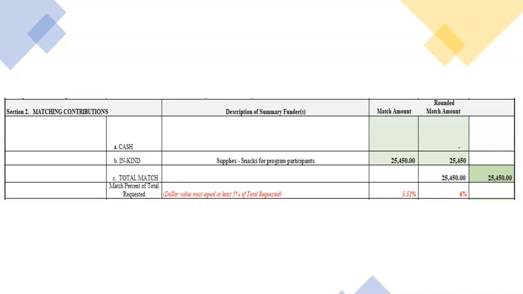The match can be provided as cash or an in-kind contribution and must be directly related to the program's operation. Acceptable cash match may include matching funds from another unallocated source that directly supports the program. Parent fees are not allowed as cash matches. Acceptable in-kind contribution may include volunteers, administrative overhead, and equipment or space dedicated to the program.